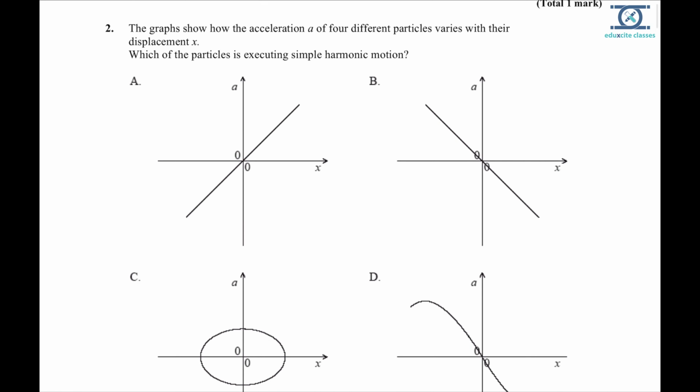Question number 2, again the graph shows how the acceleration of 4 different particles varies with their displacement. Which of them execute the SHM? So we know that a is proportional to minus of x, so it is proportional with a negative sign, so it will be a negative slope, which is option B.